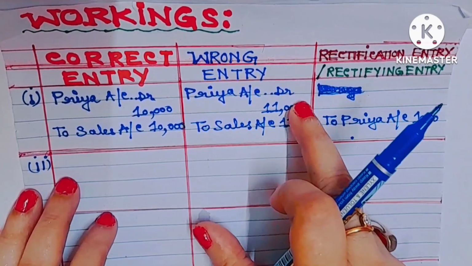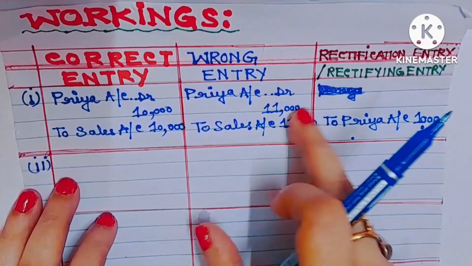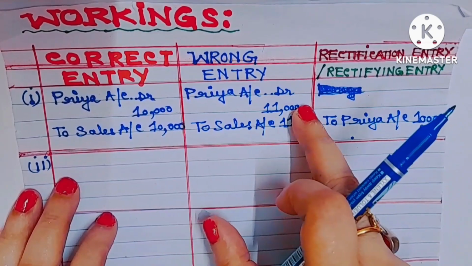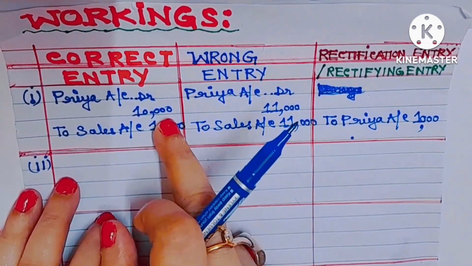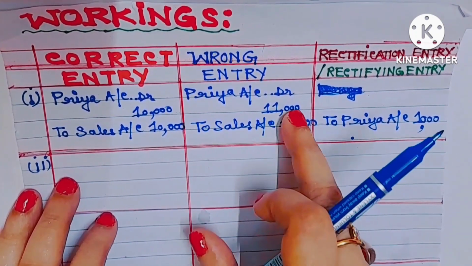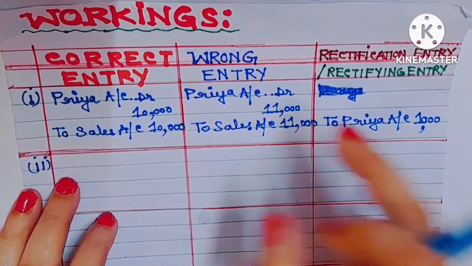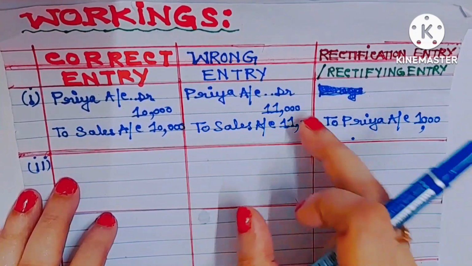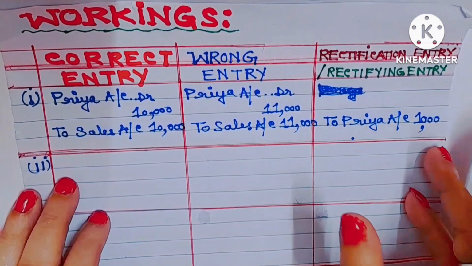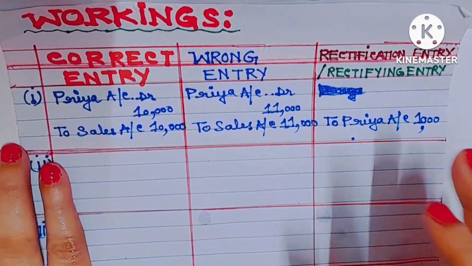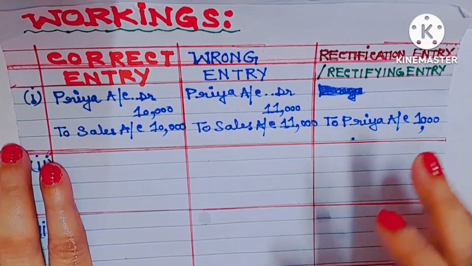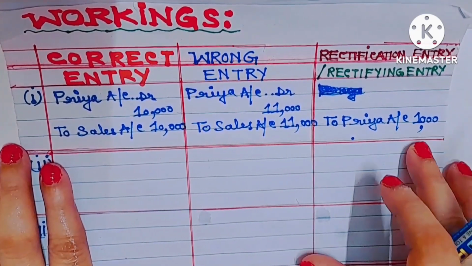যদি 2,000 more লিখতো, তাহলে আমি 2,000 লিখতাম। যদি 3,000 more লিখতো, তাহলে আমি 3,000 লিখতাম। Since they have recorded 11,000 instead of 10,000 and the differential amount is 1,000. How did I get the differential amount? 11,000 minus 10,000, 1,000. Instead of writing Priya account debit 11,000, just reverse the entry. To Priya account 1,000. তোমাকে reverse করলেই amount decrease হয়ে যায়। যখনই তোমাকে কোনো amount decrease করতে হবে, pass the reverse entry with the differential amount.